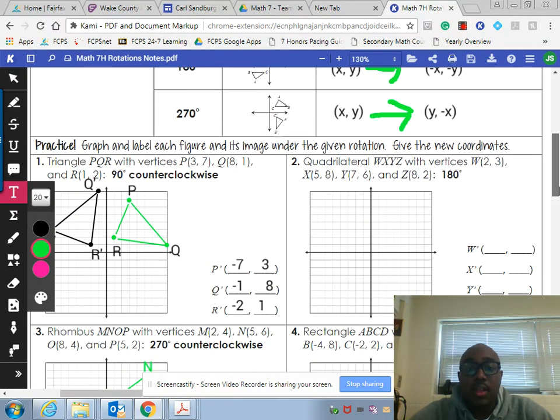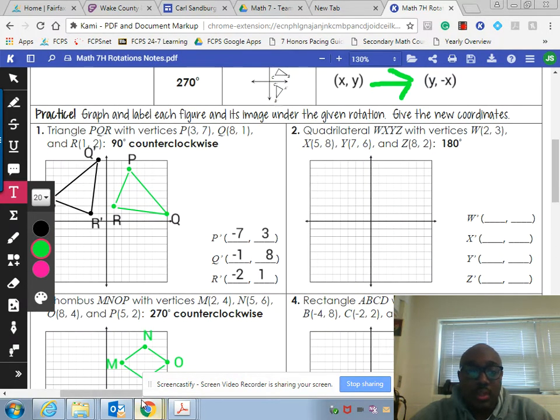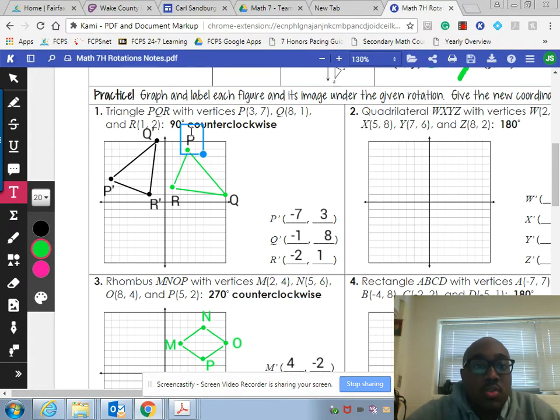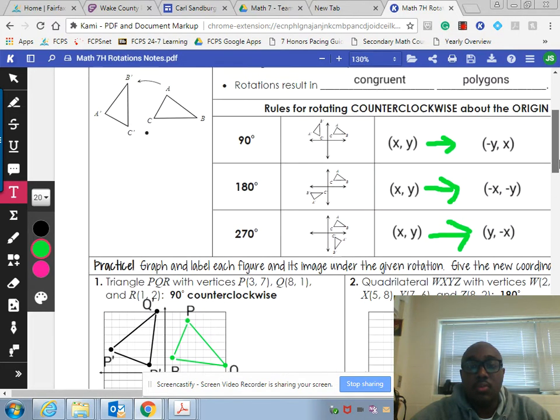Okay, so let's go ahead and look at a couple of examples really quickly. Our first example says triangle PQR with vertices P at 3, 7, Q at 8, 1, and R at 1, 2. We want to rotate that 90 degrees counterclockwise. So we go up here and look at the rule, and the rule for a counterclockwise rotation is going to be negative Y, X.